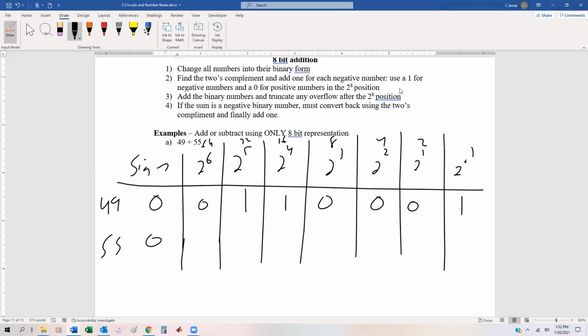55 is pretty easy as well. We know 64 is bigger than 55, so there's nothing there. We know that there's a 32, and 55 minus 32 is going to be 23. 23 minus 16 is going to give us 7, and to build 7, that's going to be 4 plus 2 plus 1, and we have a 0 there, right? So these are the numbers that we are going to add together.